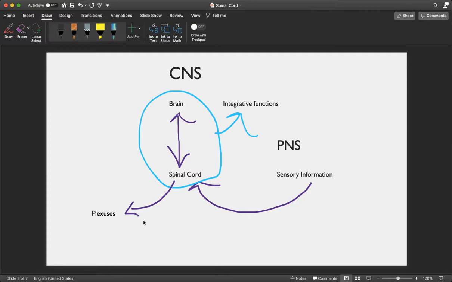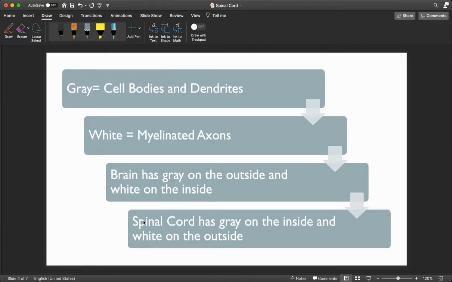Okay? So also, let's remember that gray matter is made of cell bodies and dendrites and unmyelinated axons. White matter is made of myelinated axons. The brain has the gray matter on the outside and white on the inside, and the spinal cord is the opposite. Spinal cord has gray matter on the inside and white matter on the outside, okay?